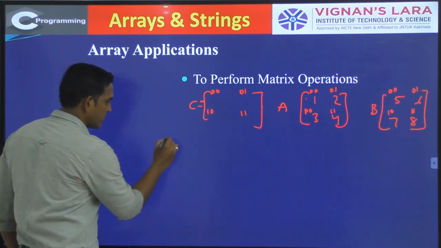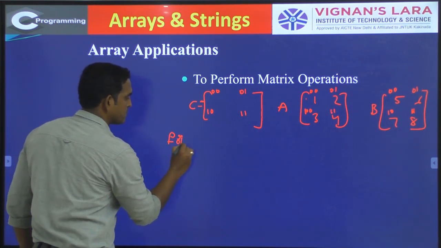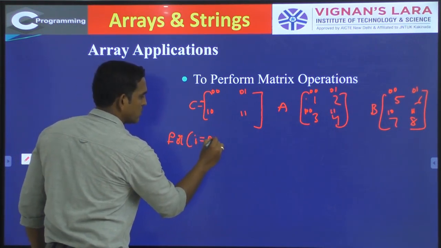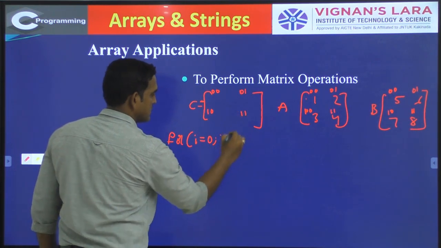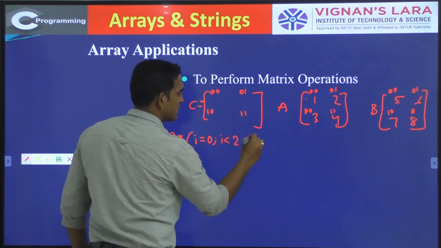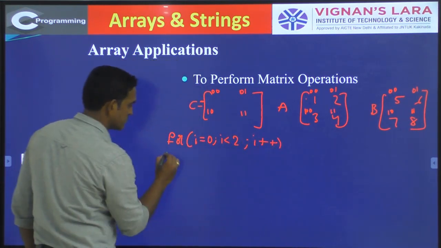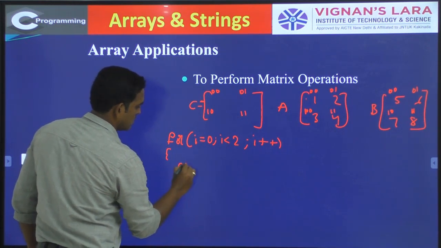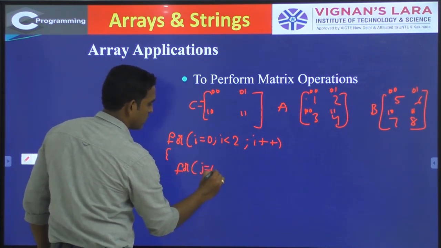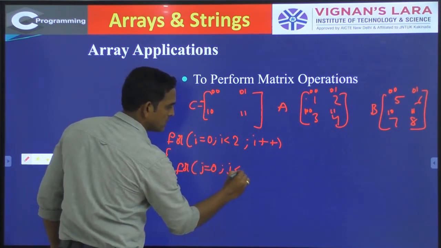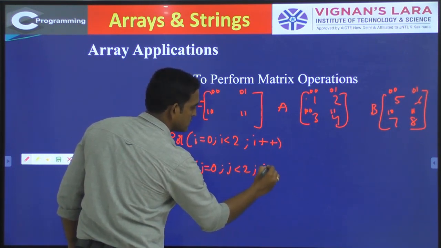In order to perform this, you will be using the same for loops. For i = 0, i < 2 rows, i++, and the inner loop for the columns: for j = 0, j < 2 columns, j++.